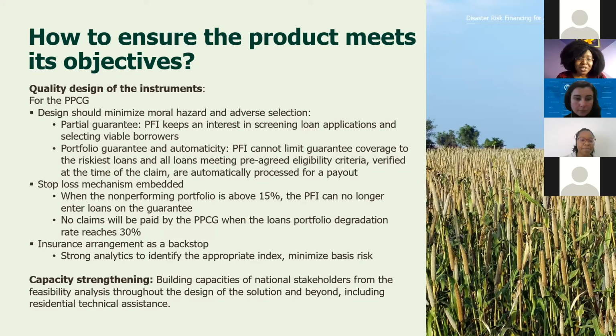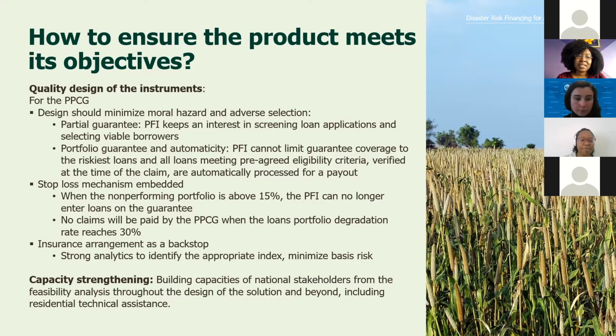In terms of how we ensure that the project meets its objective, the first one is really the quality design of the instrument, the design of the PCG itself, ensuring that it minimizes moral hazard and adverse selection. That's the reason why we decided to go for a portfolio level guarantee scheme. Also, we embedded in the design a risk management framework for the PCG, such as stop losses, and finally, we include the insurance arrangement now, which requires strong analytical work.